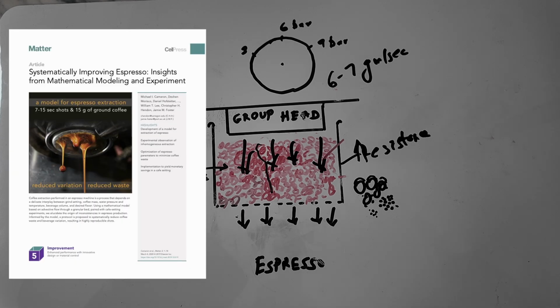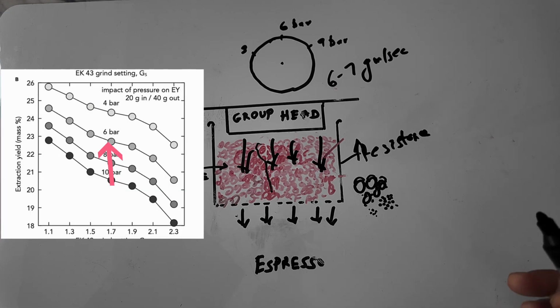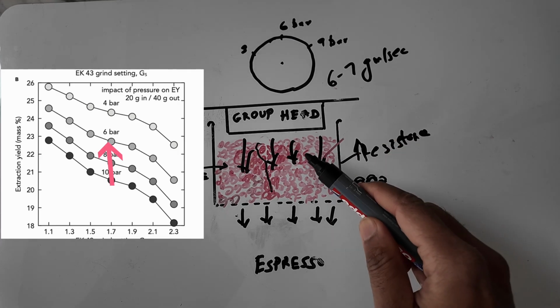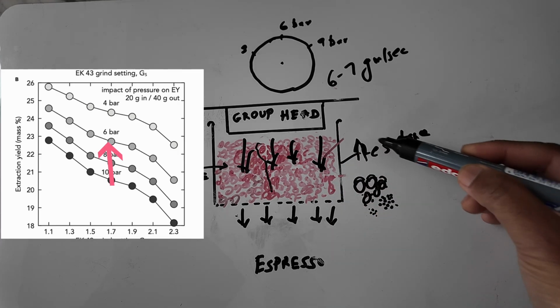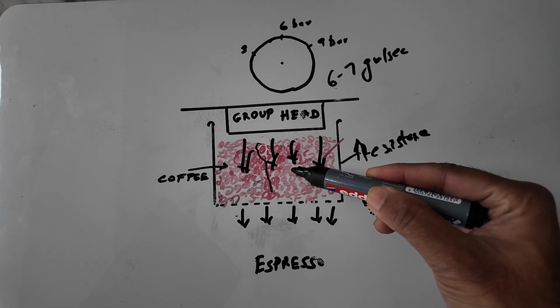Now, our understanding of espresso extraction changed after this landmark paper was published, which looked at how to systematically improve espresso extraction. And this study found that the extraction was higher at lower pressures for the same grind size and dose. And by lowering the pressure, you get a less compacted puck, which means less resistance, and so a higher flow rate through the puck.